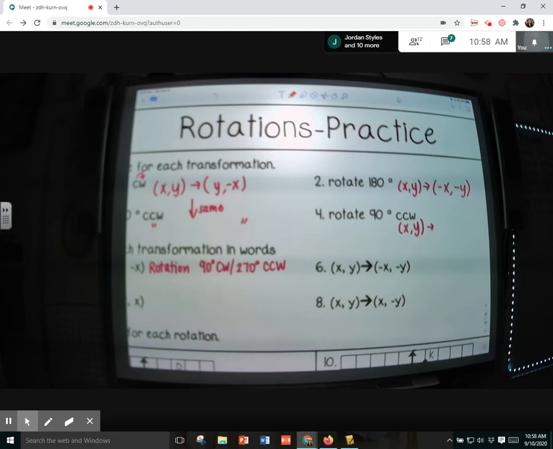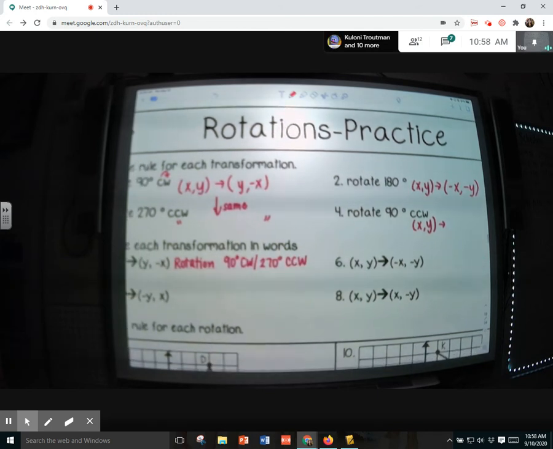So which one does that go with at the bottom? Number 6. Number 6 is just a rotation of 180 degrees. You could put clockwise or counterclockwise. Either one's right. I'm just going to put 180.